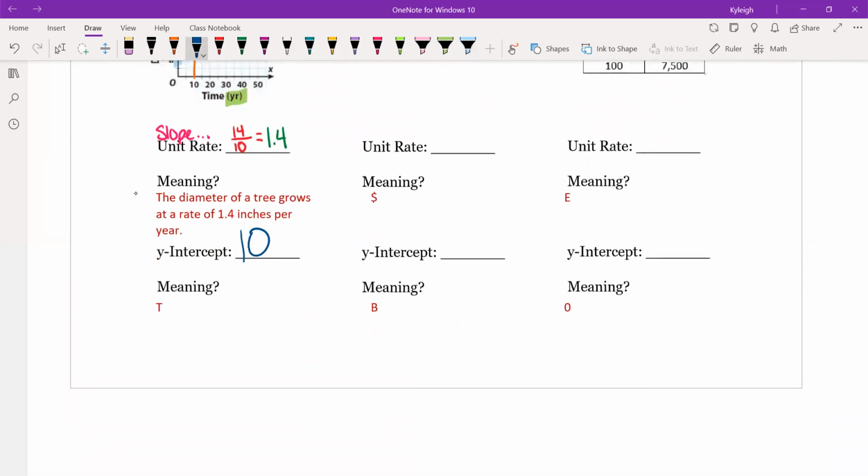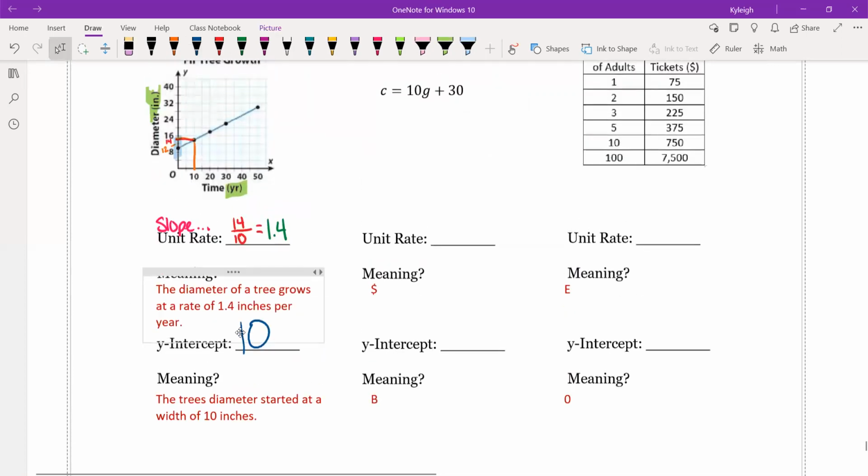So what does that mean? Well, at 0 years, it's 10. So that means the tree's diameter started at a width of 10 inches. Doing all sorts of misspelling right now, sorry. The tree's diameter started at a width of 10 inches, right? Because that's the 10 and it's inches for the diameter.